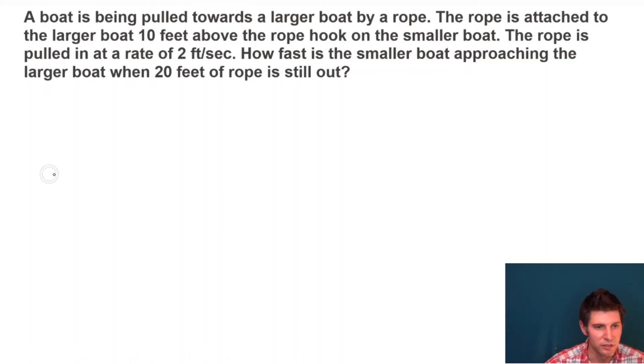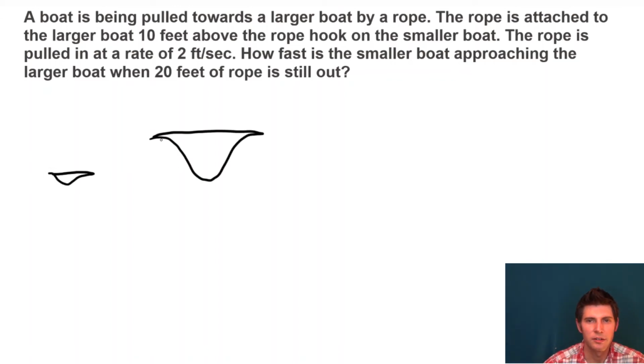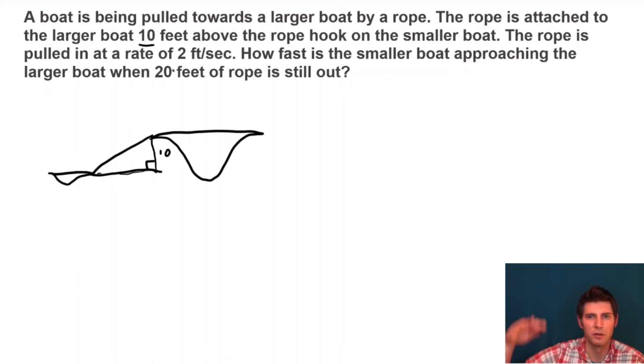So we've got a little boat, that's a boat, and we got a larger boat. Yeah, I can't draw boats. So then we have a right triangle here. 10 feet is this height right here. If it was 10 feet away, it would be the hypotenuse, but it's 10 feet above. So that's a vertical measurement, and that's fixed. This could be our b, and I'll label this sketch.